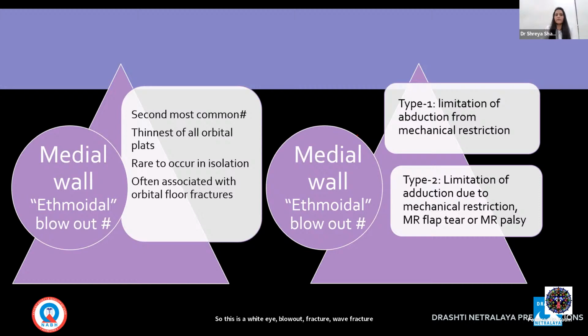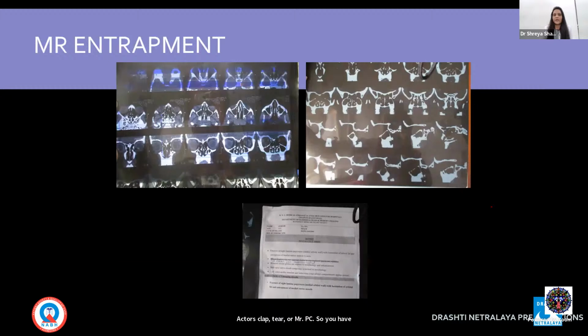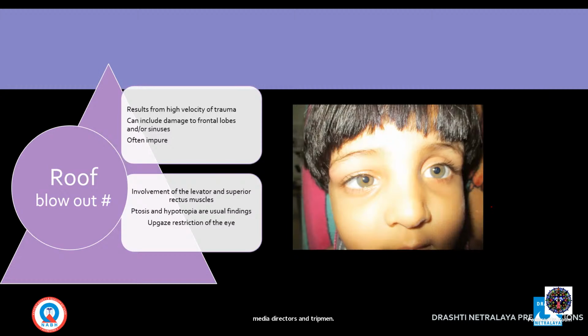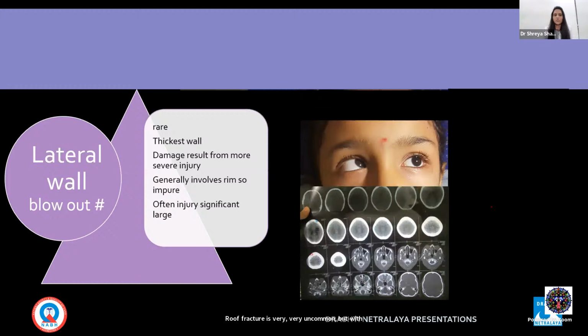The medial wall of the orbit is usually the second most common, because it is usually associated with the orbital floor. And the medial wall again has two types: type 1, limitation of abduction, and type 2, limitation of adduction, due to just mechanical restriction, medial rectus flap tear or MR palsy. So you have to look for medial rectus entrapment whenever you see there is a horizontal defect. Roof fracture is very, very uncommon, but with road traffic accidents, it can happen. So you need to have all the CT scans available. Lateral wall blowout fracture is also very uncommon, but it can happen and it can incarcerate the lateral rectus muscle.